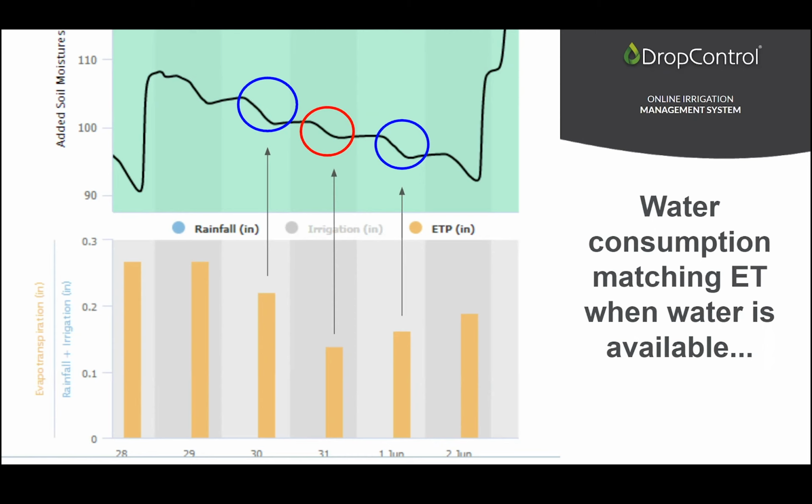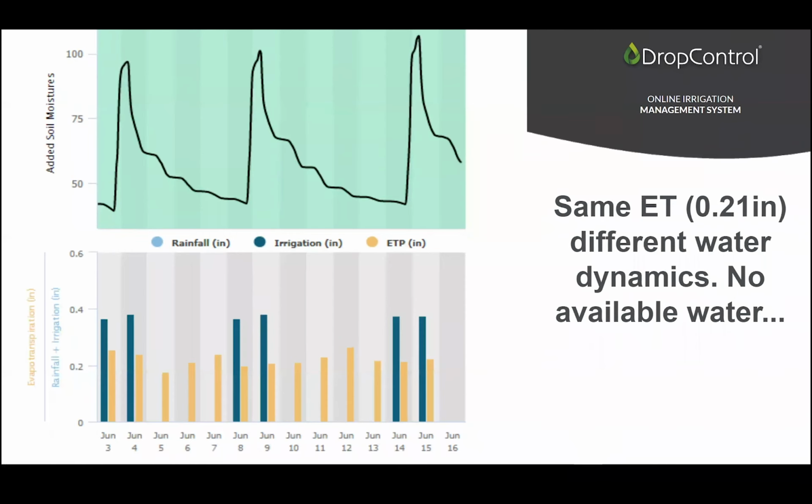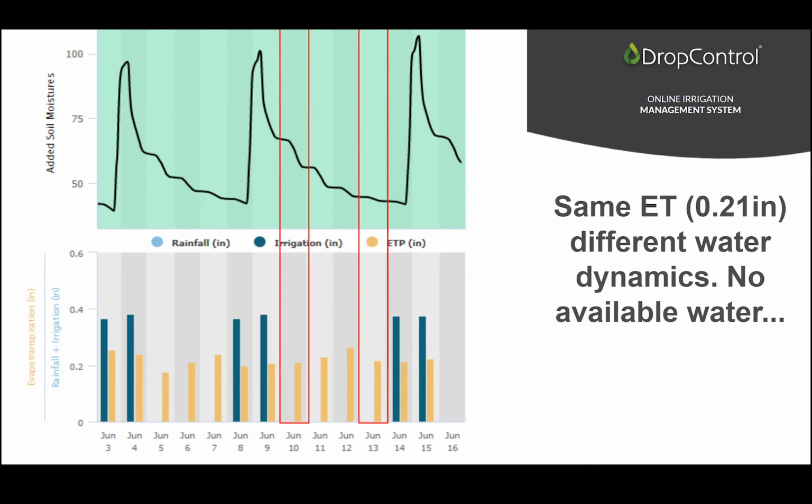My tree starts drinking more. And that is because there is water available. So the reduction in consumption was because of a weather factor in this case. But being water available, the tree will regain its depletion rate or its consumption rate as soon as the weather kicks back up. Now, different scenario is when water is not available and you have the same ET, in this case 0.21 inches on the same day, but the dynamics are completely different.